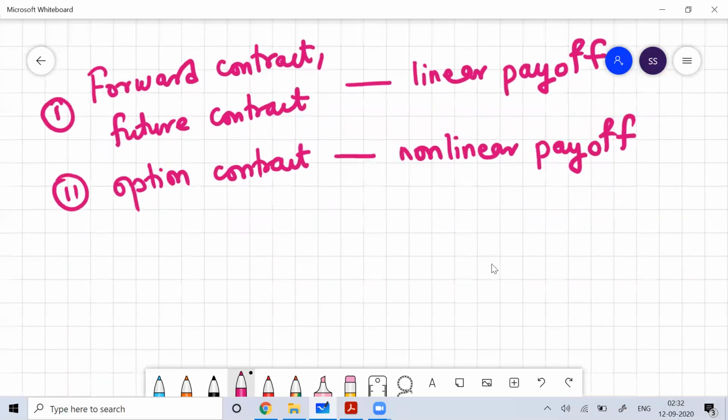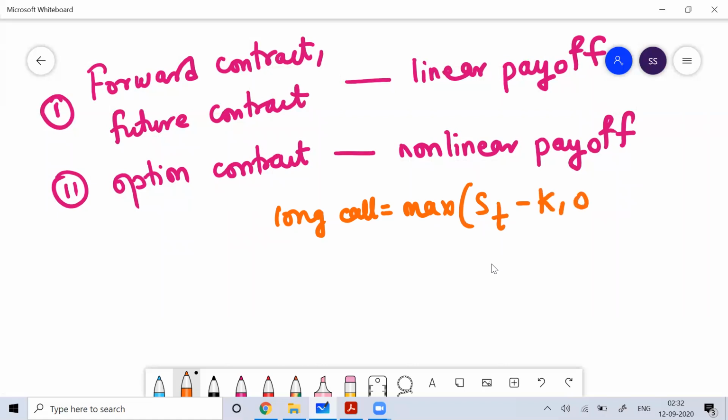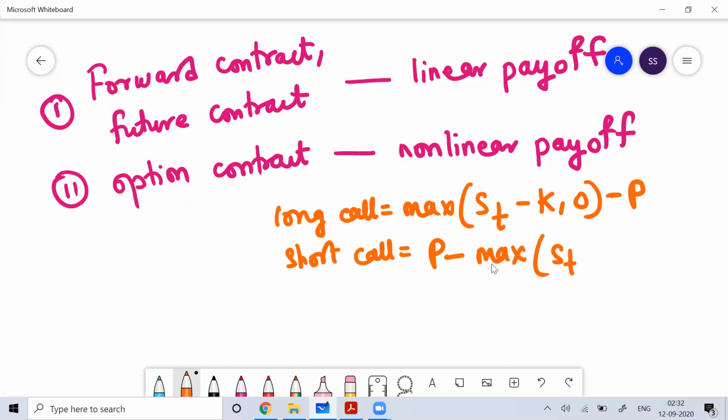Okay, so whenever I try to calculate the profit and loss for the option position holder, if I talk about the payoff value, for the long call, the formula we follow is max of ST, the final stock price, minus K, comma 0, minus P. So this is the payoff calculation for the long call holder, while for the short call holder, the formula is P minus max of ST minus K, comma 0.